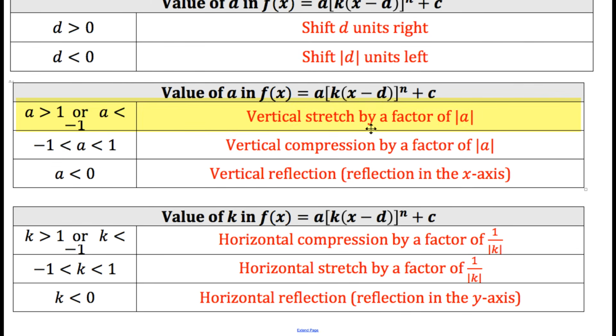A does a vertical stretch by a factor of the absolute value of a if a is bigger than 1 or less than -1. Does a vertical compression by a factor of the absolute value of a if a is between -1 and 1. And if a is negative, we also say there's a vertical reflection. K is like the opposite of a. If k is bigger than 1 or less than -1, there's a horizontal compression by a factor of 1 over the absolute value of k. If k is between -1 and 1, it's a horizontal stretch by a factor of 1 over the absolute value of k. And if k is negative, there's a horizontal reflection.